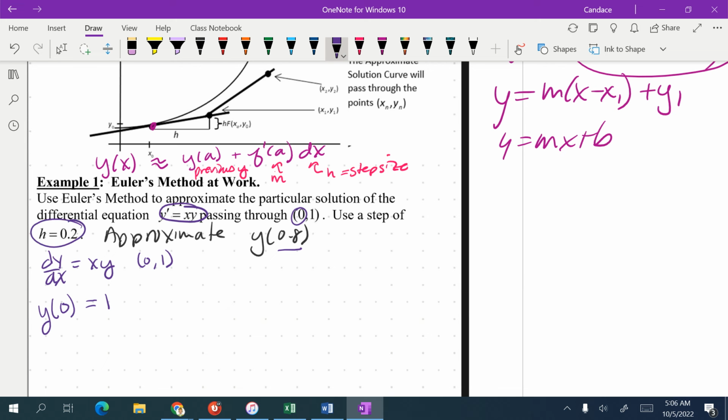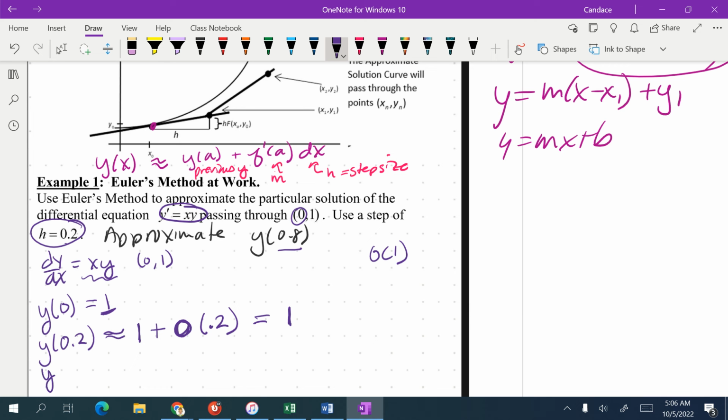I know my step size is 0.2, so the next one I'm going to approximate is for 0.2. I'm going to use the approximately symbol and apply this formula. I go back to my previous y value, which is 1, plus the derivative of the previous value. At 1, my x value was 0, so I plug into this: 0 times 1, which is 0. Then I multiply by my step size, which is 0.2. When I add that up and multiply that out, I get 1.